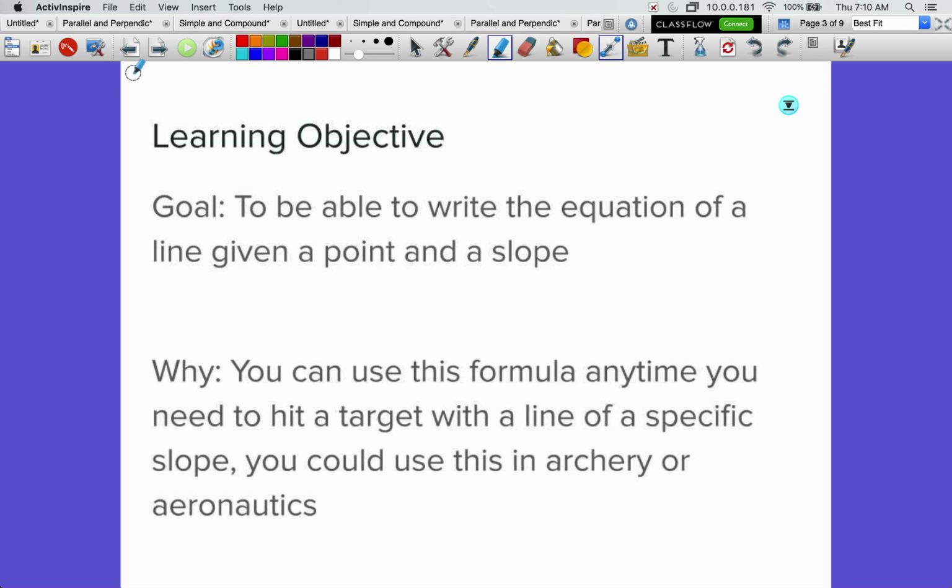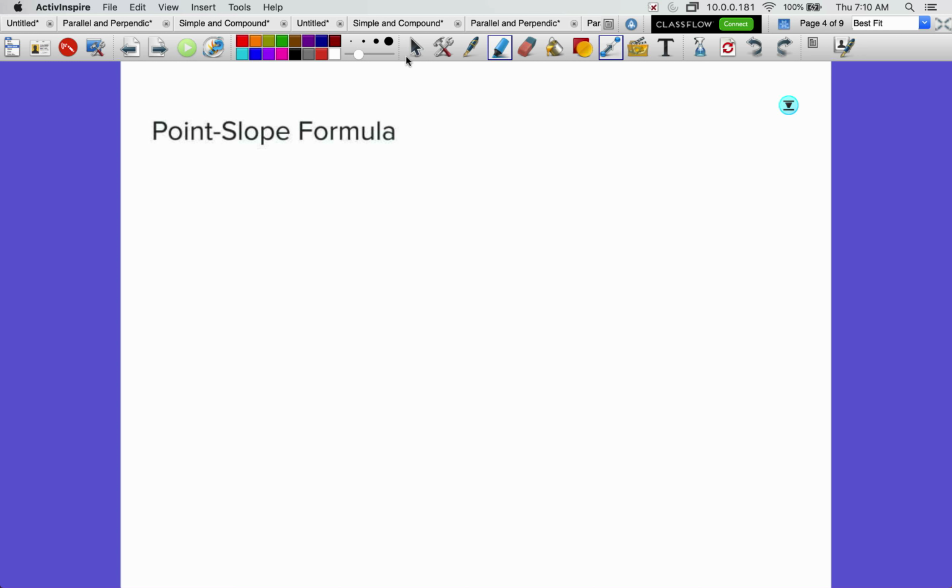So you could use this in archery, trying to figure out where you need to stand to shoot your arrow to hit a certain target, or maybe aeronautics, where you're launching a rocket and you're trying to hit the moon or an asteroid or something, and you want to know where you should launch your rocket from and all the other information. You could use point slope form to at least get you started. There's a lot of great math in aeronautics.